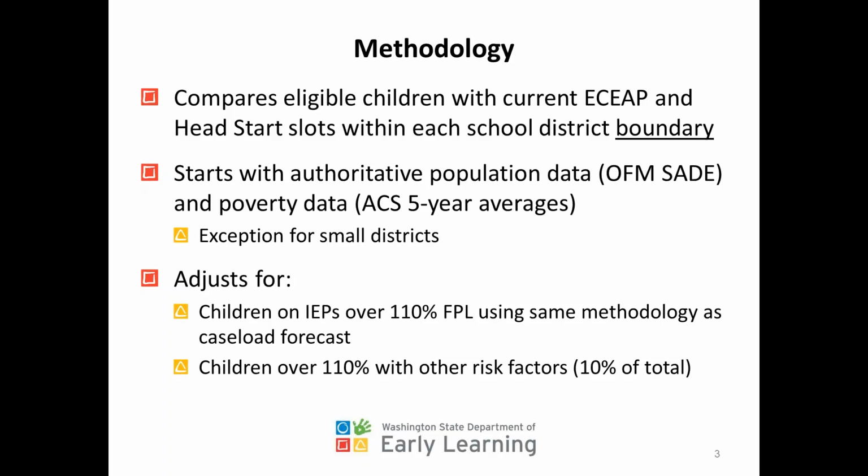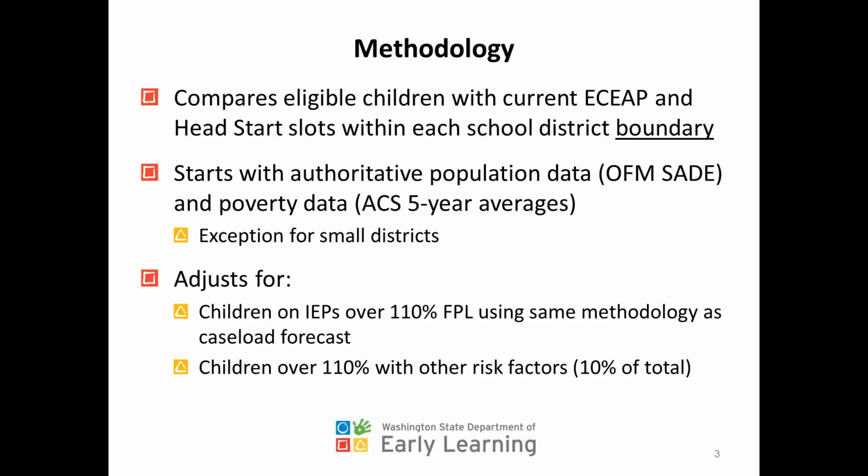We count the number of eligible children in the school district, subtract the number of preschool age ECAP and Head Start slots in sites that are physically within that district, and the result of that is the number of eligible unserved children within each district boundary. So here's some of the details of how we do this, and this is also on pages 2 and 3 of the study document.